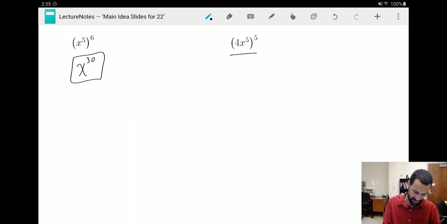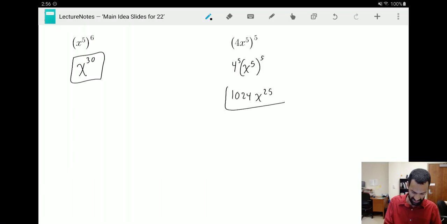What about something like this, where we have two factors within the parentheses being raised to a power? Well, in that case, all you have to do is recognize that each one is individually being raised to the 5th power. So 4 to the 5th power, that's 4 times 4 times 4 times 4 times 4, is 1024. And then 5 to the 5th is 25. Okay, just do them separately. If you have multiple factors all being raised to a power, just do them separately.